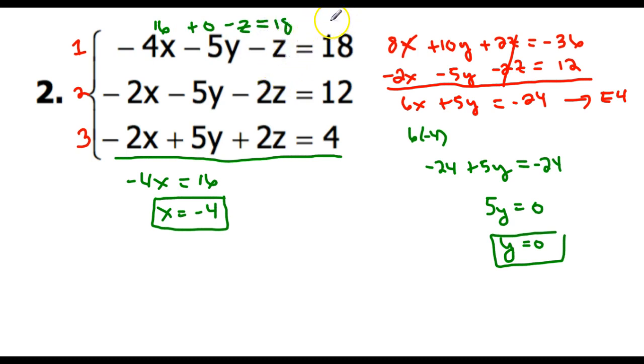So that means that negative z is equal to positive 2. I just subtracted 16 from both sides. And so z equals negative 2. And there we are. We've got all 3 taken care of there. That one was pretty easy.